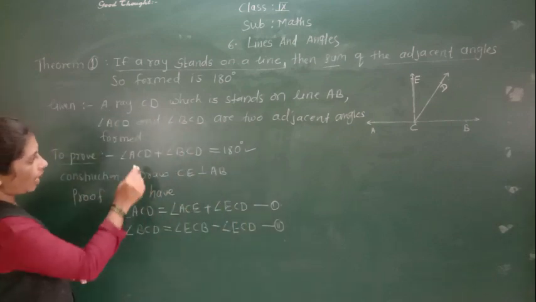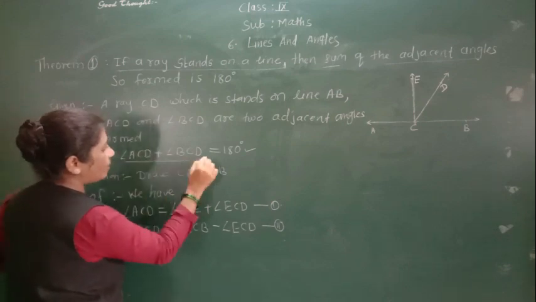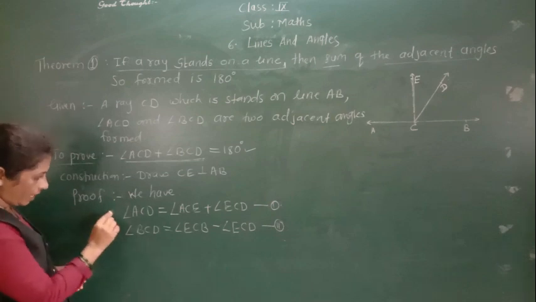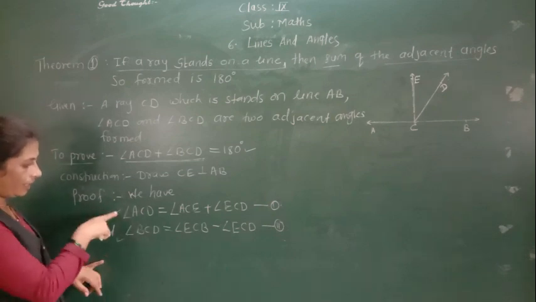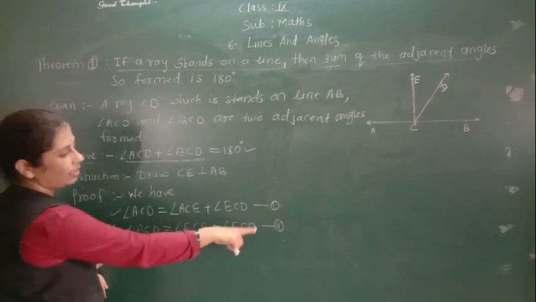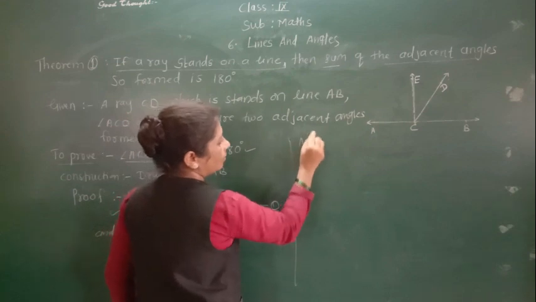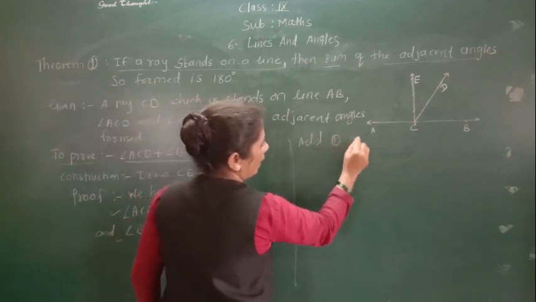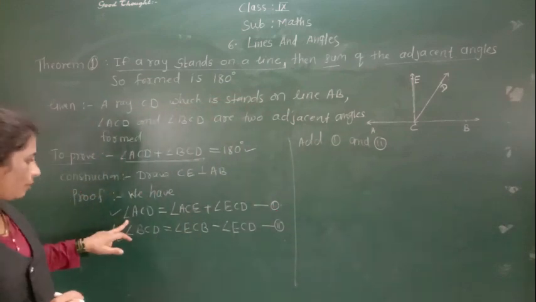Now we have to add this. We need to prove that angle ACD plus angle BCD. Now individually we have angle ACD, angle BCD, right? So what will we do? We will add these two statements, the first one and the second one. So when you add first and second, then what will be there?